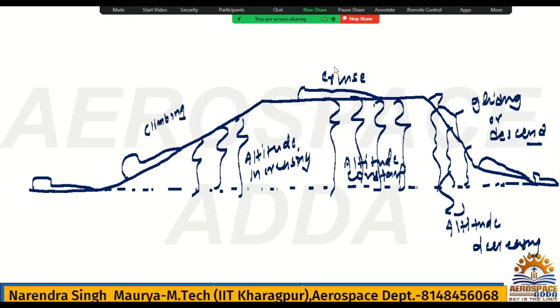In fact, here we have takeoff, and this is the landing operation. So here this is the ground operation, yes or no? Takeoff and landing are ground operations.